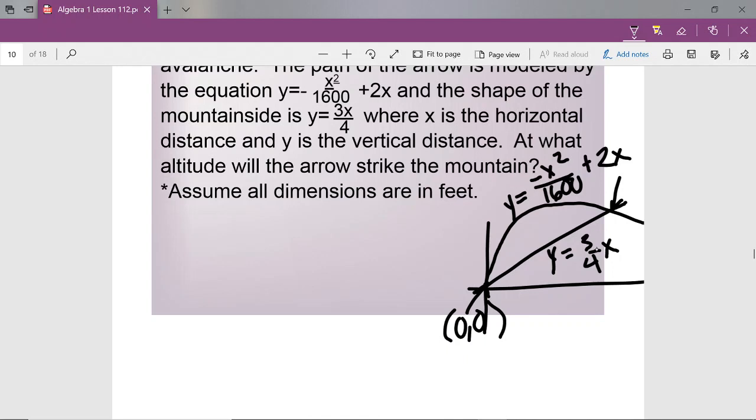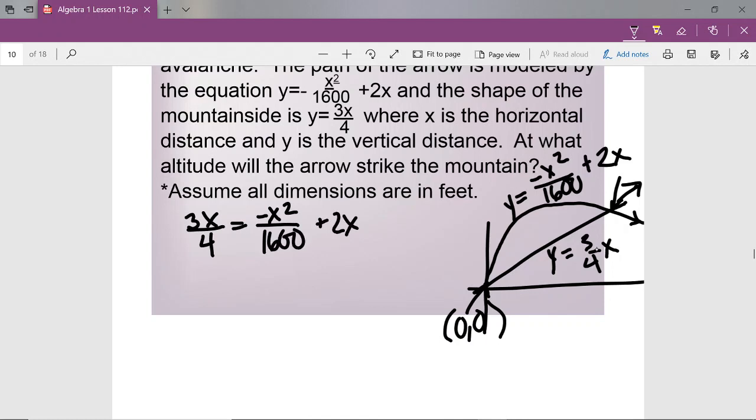We want to know, higher on the mountain, where does it strike? So I'm going to solve this algebraically. You can definitely do it by graphing, but you just need to be very, very precise. So we have these already in with y by itself, so I'm going to go ahead and plug in and say 3x over 4 equals negative x squared over 1600 plus 2x.